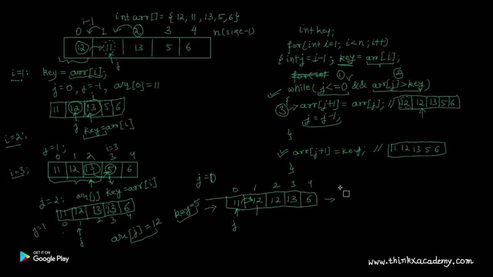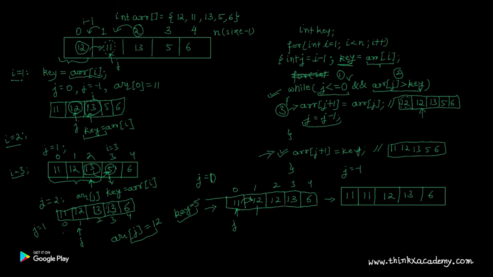So in the next step, our array will look like this. It will be 11, and 11 gets copied to the next position, then 12, then 13, then 6. So since the value of j is 0, and after this step the value of j becomes equal to -1, this while loop will not run.